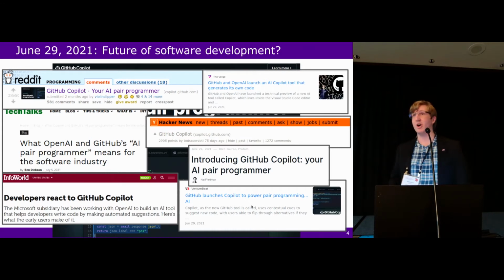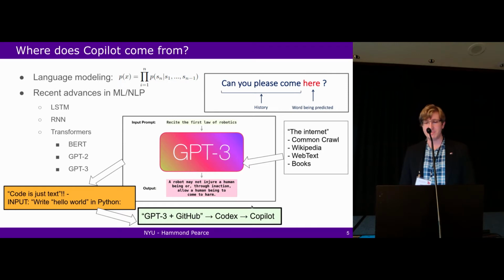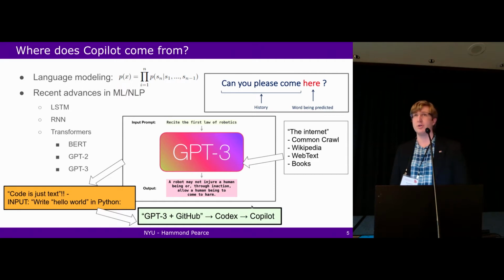What is it coming from? Well, fundamentally, it's built on language models, or specifically large language models. GitHub Copilot is an amalgamation of the GPT-3 language model, which has been fine-tuned over all of the open source code on GitHub, which is an enormous amount of source code, as I'm sure you can imagine.